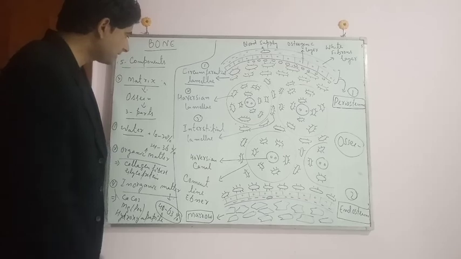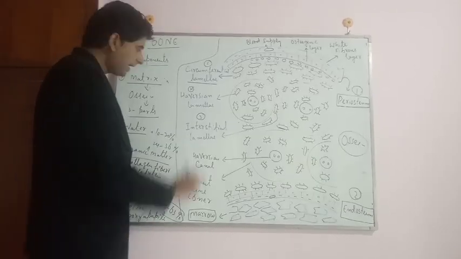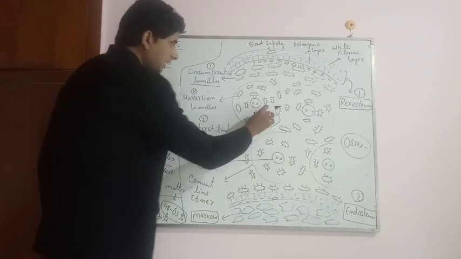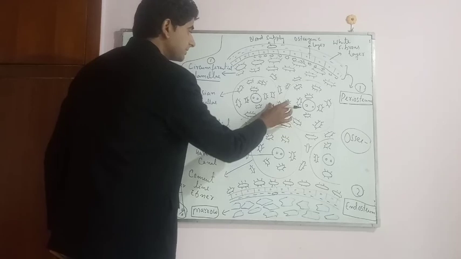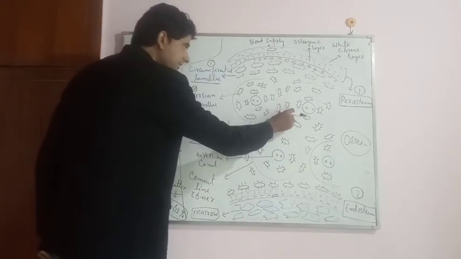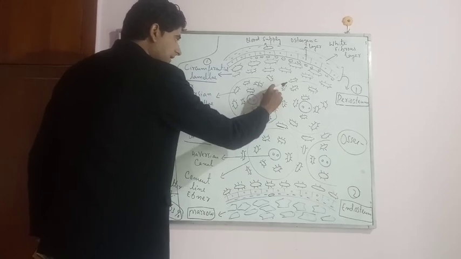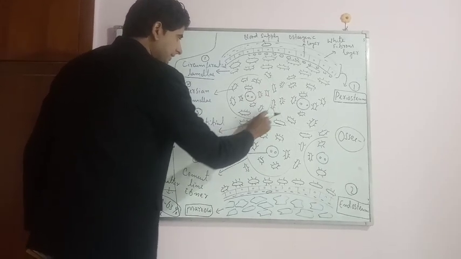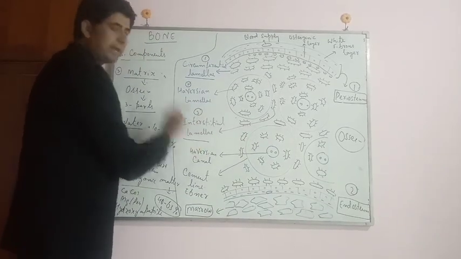Now moving towards the third type of lamellae, that is called interstitial lamellae. And this interstitial lamellae occurs in between the Haversian systems. So if this is one Haversian system and this is another, in between there occurs another type of lamellae that is termed interstitial lamellae.